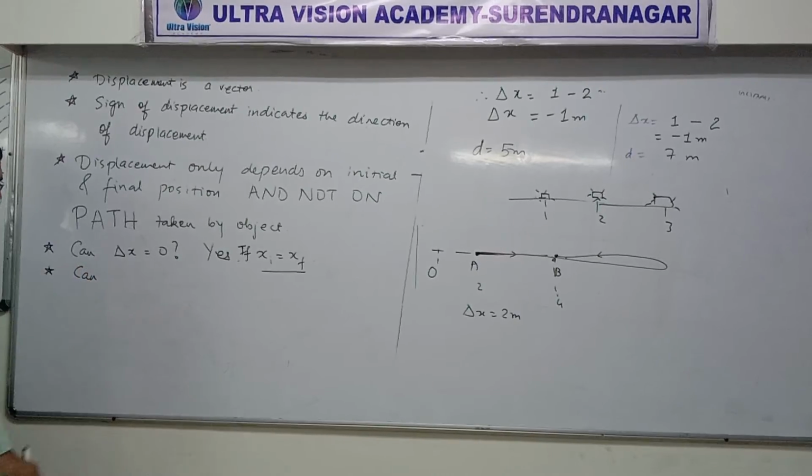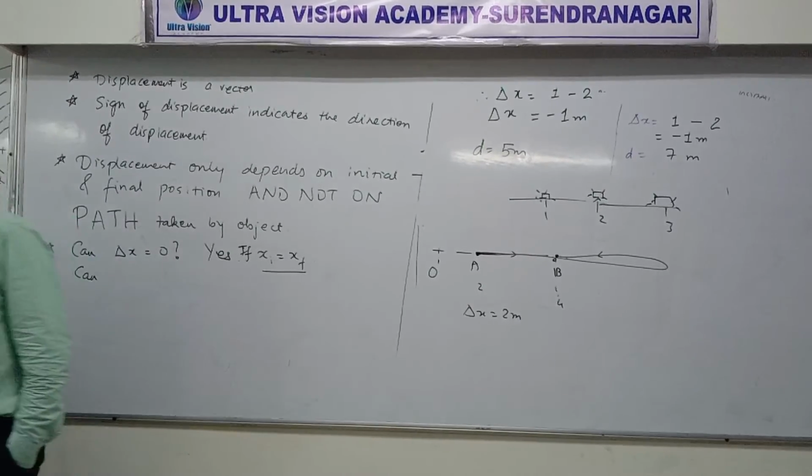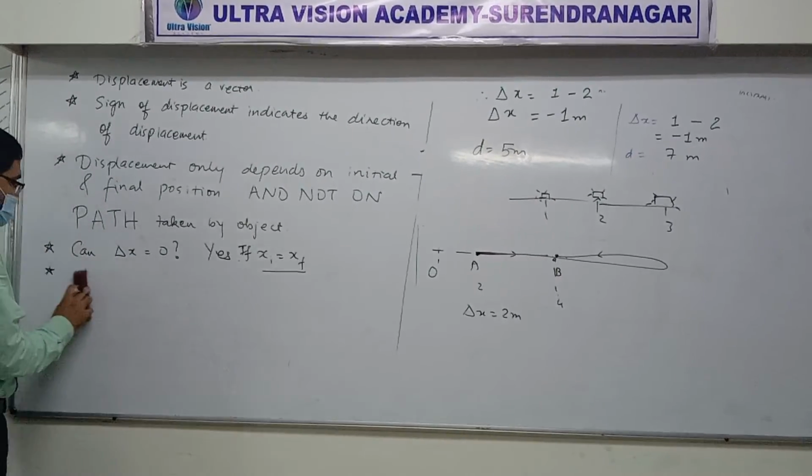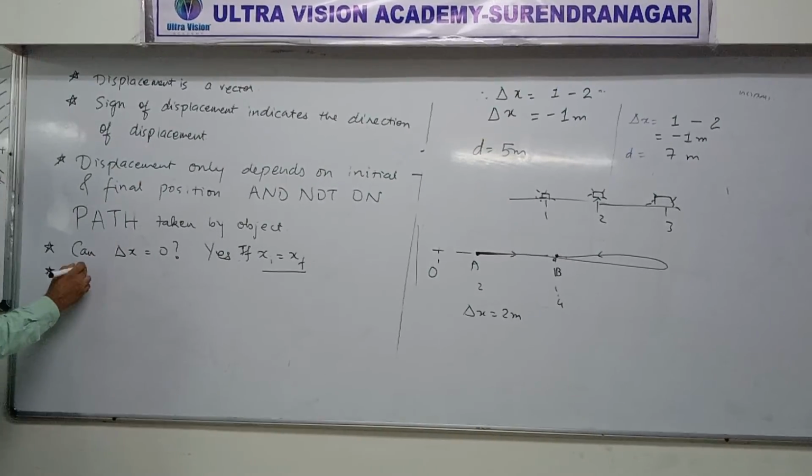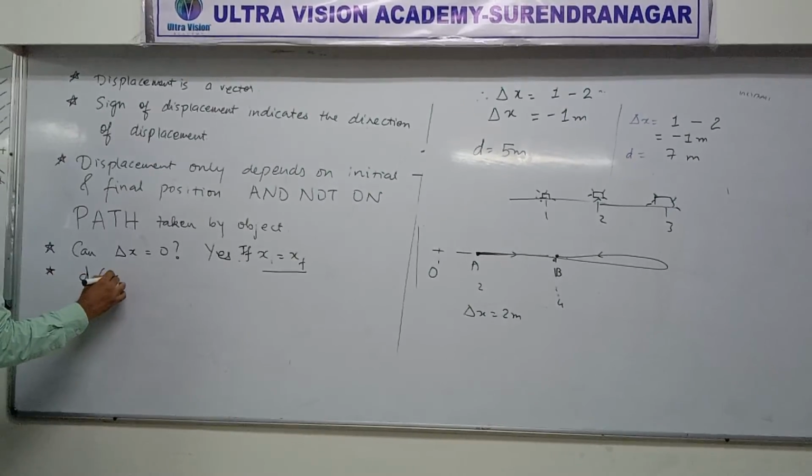Then the opposite of this. D for what? Distance traveled. Okay, distance traveled or path length.